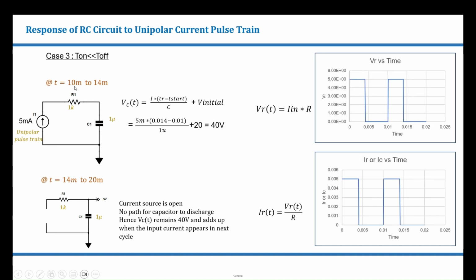Now for the second cycle, at 14 milliseconds, the voltage across capacitor is charged to 40 volts. And at 20 milliseconds, it remains at 40 and adds up when the input current appears in the next cycle. This is how the voltage across resistor looks like. And this is how the current flowing through the circuit looks like.